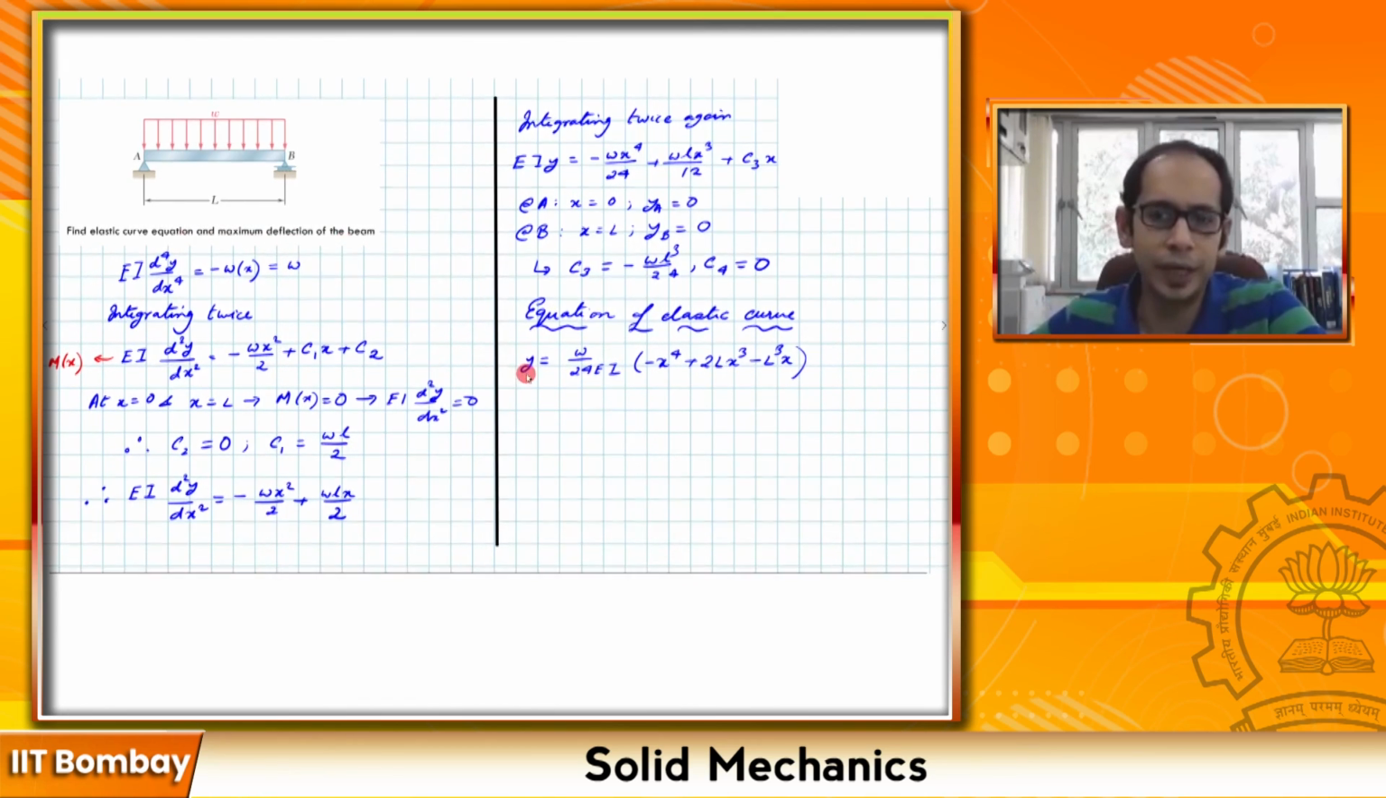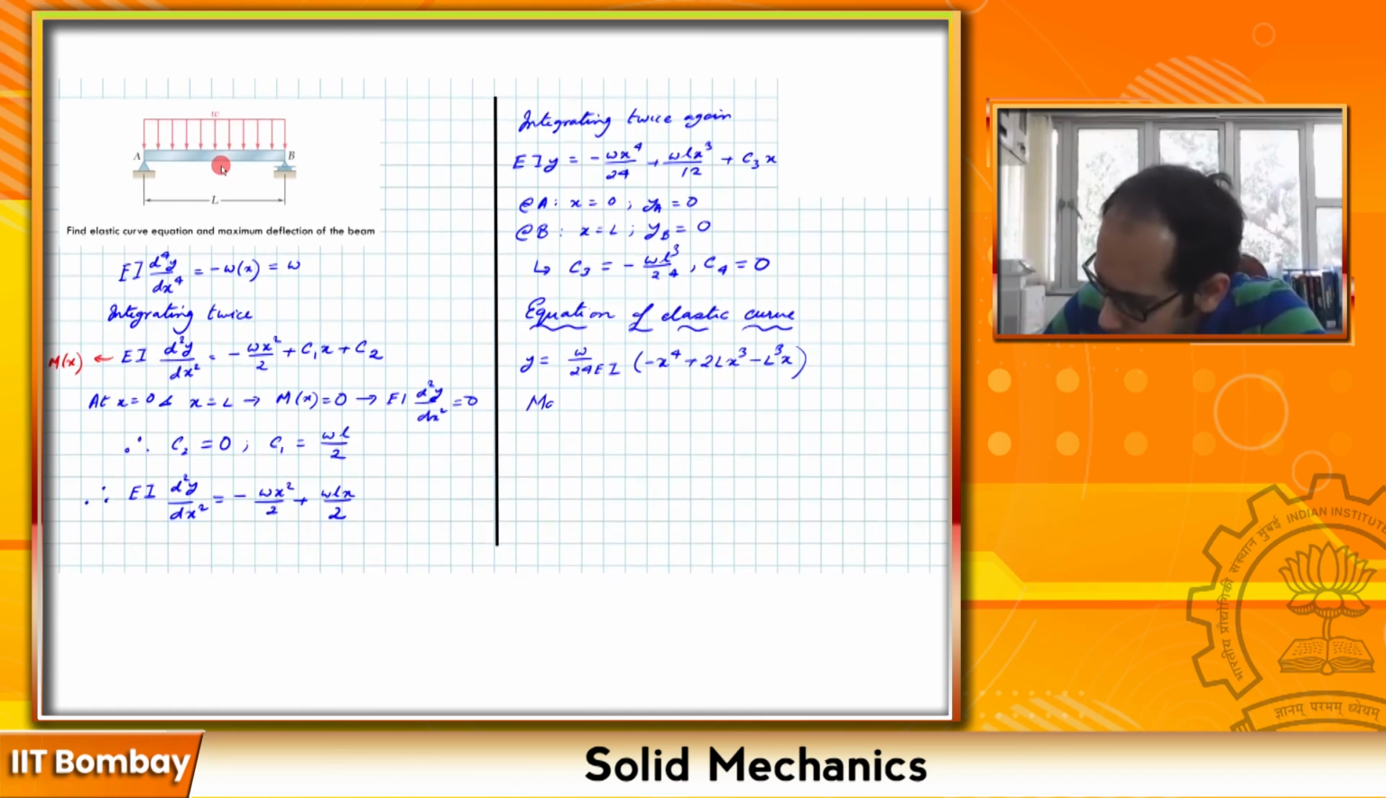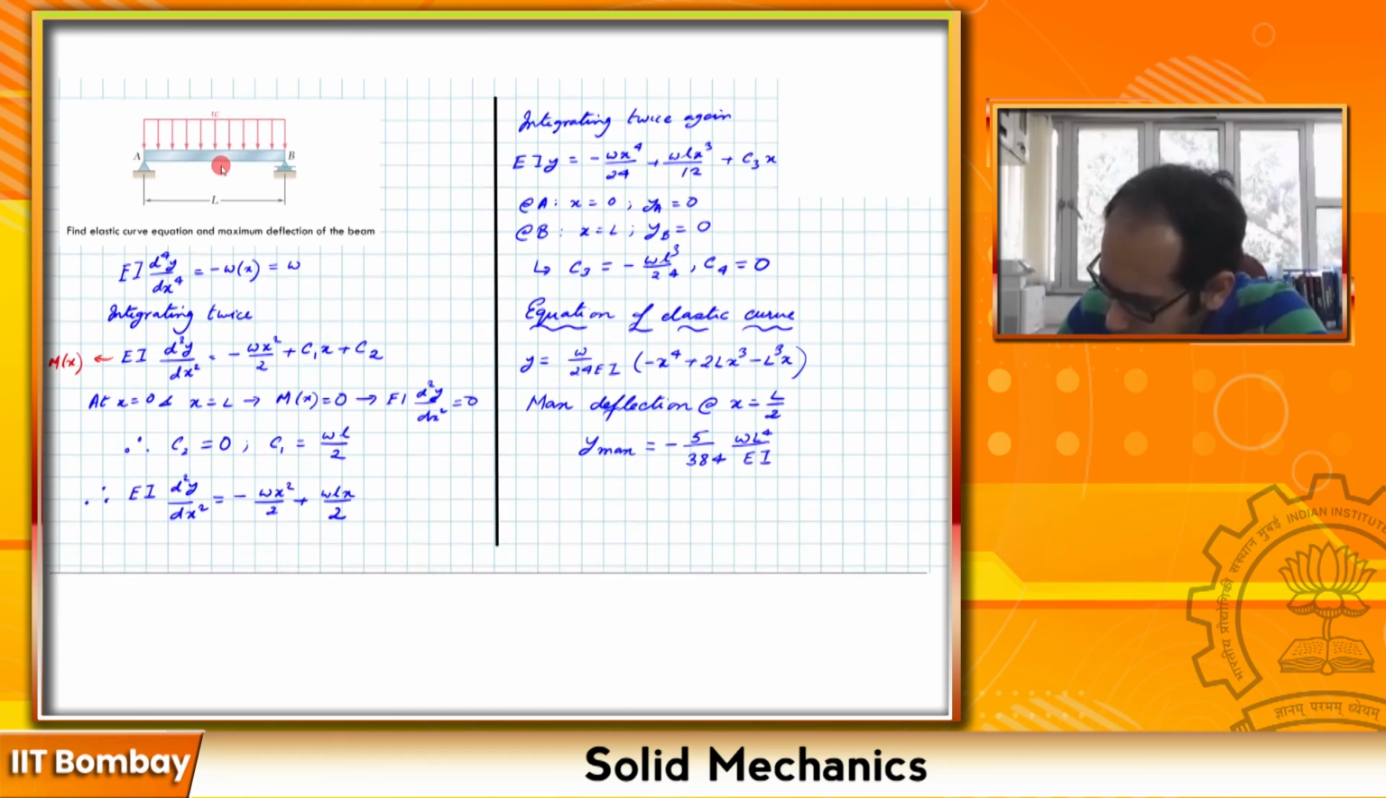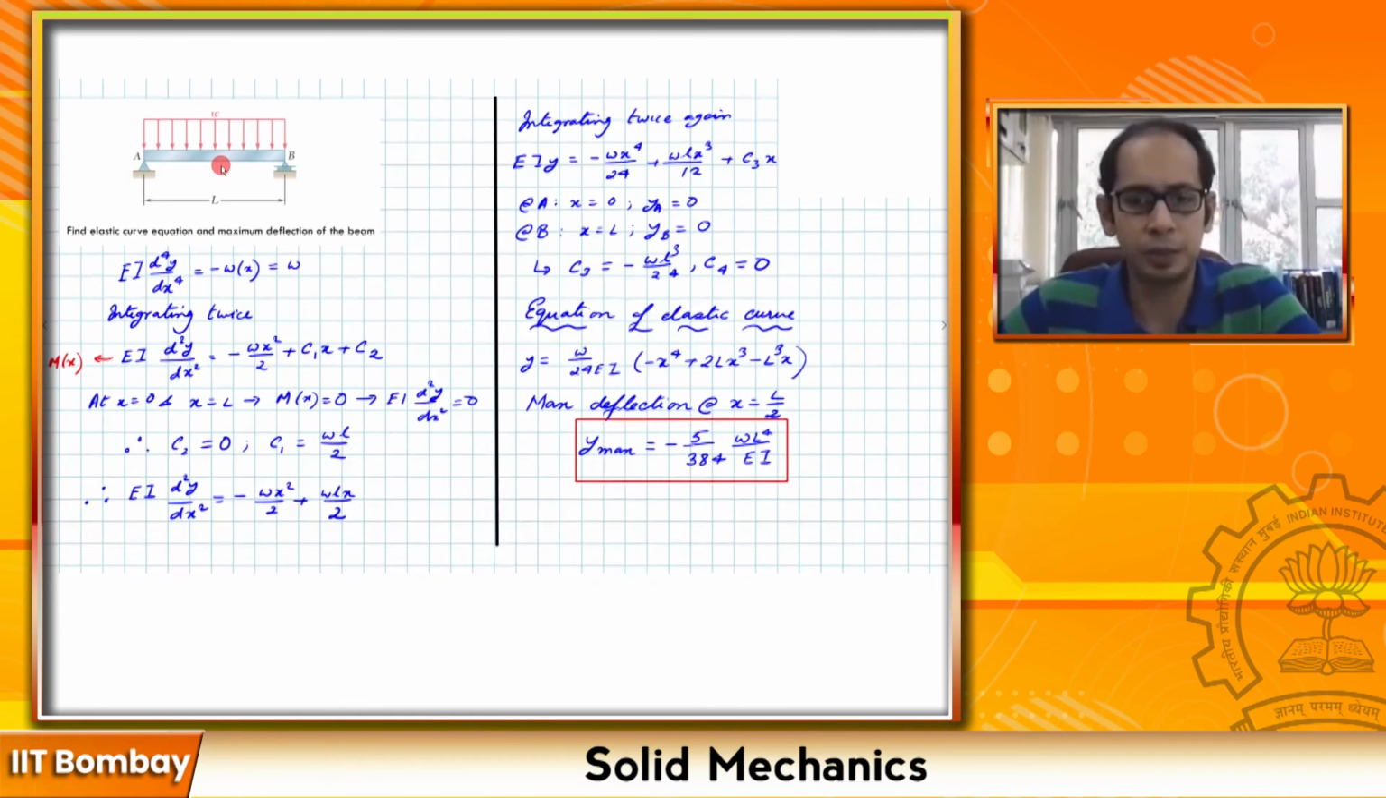Now you can set dy/dx equals 0 and find the location. It is very obvious here that the maximum deflection is going to happen at L over 2, and the magnitude of the maximum deflection is going to be as follows. So this is the estimate of the maximum deflection that you get.